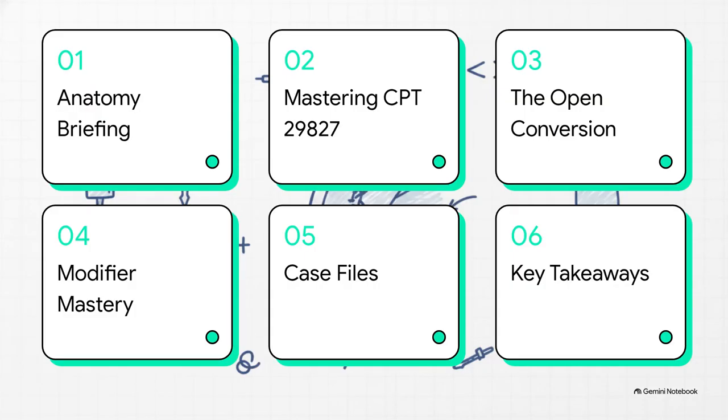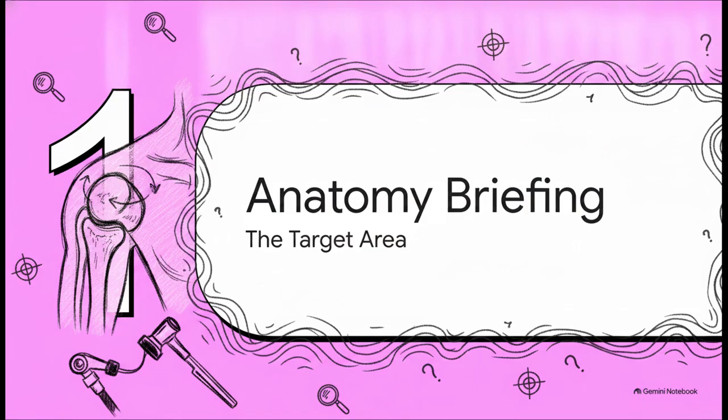Okay, let's dive into this. Here is our high-stakes mission for today. We'll start with an anatomy briefing, then move into mastering CPT 29827, the open conversion rule, modifier mastery, case files, and we'll wrap it all up with key takeaways. Let's get to work. Section 1, Anatomy Briefing.